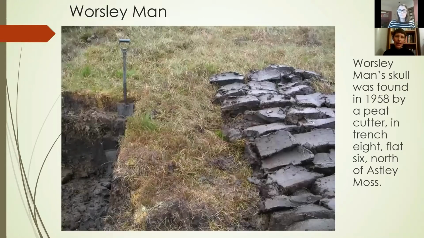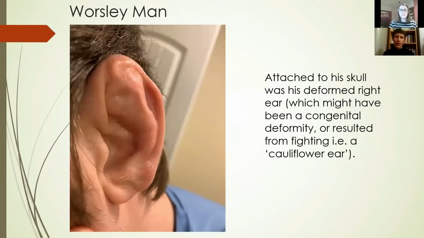So I'm going to tell you now about Worsley Man, who is a local bog burial. His skull was found in 1958 by a peat cutter in Trench 8, Flat 6, in the north of Astley Moss, so very, very local to us. Attached to his skull was his deformed right ear, which might have been a congenital deformity or resulted from fighting, i.e. a cauliflower ear. This means he might have been a warrior.